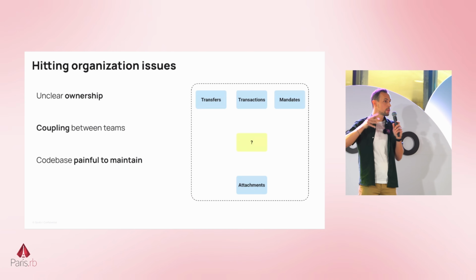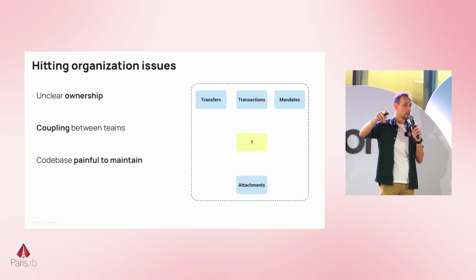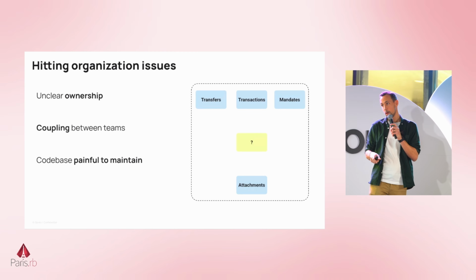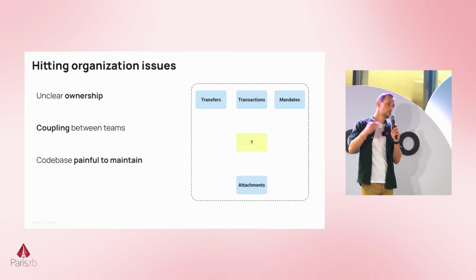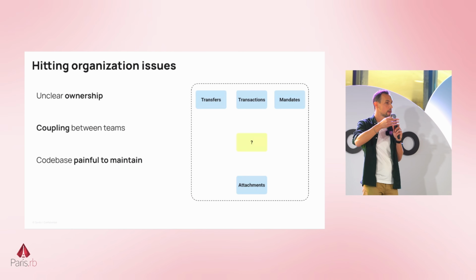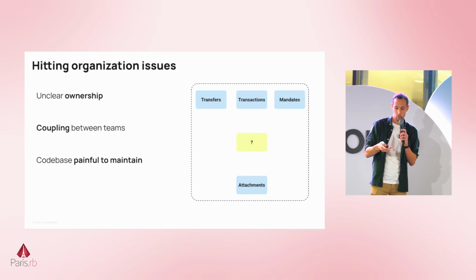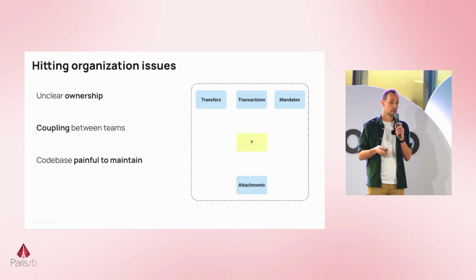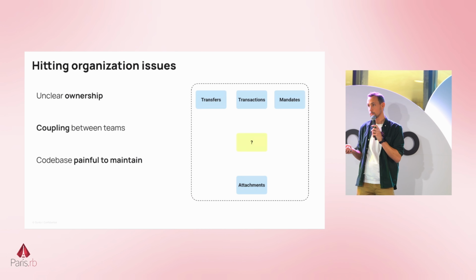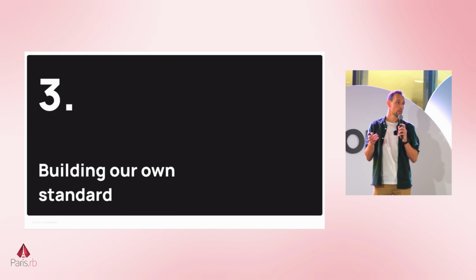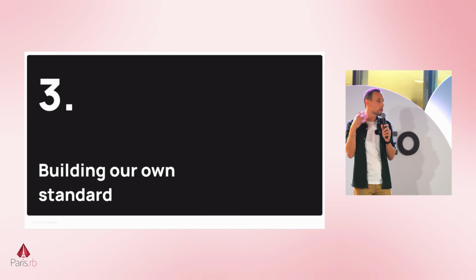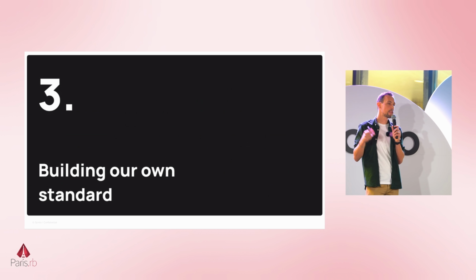We had coupling between teams because everybody interacted in a different way together. And you also have a code base that started to be a bit painful to maintain because at some point everybody has their own style of writing things. So it made things quite complicated to work, and it impacted the quality of our work and the pace of delivery of Qonto. So this is what led us to think about how we could build a standardized approach in our code base.